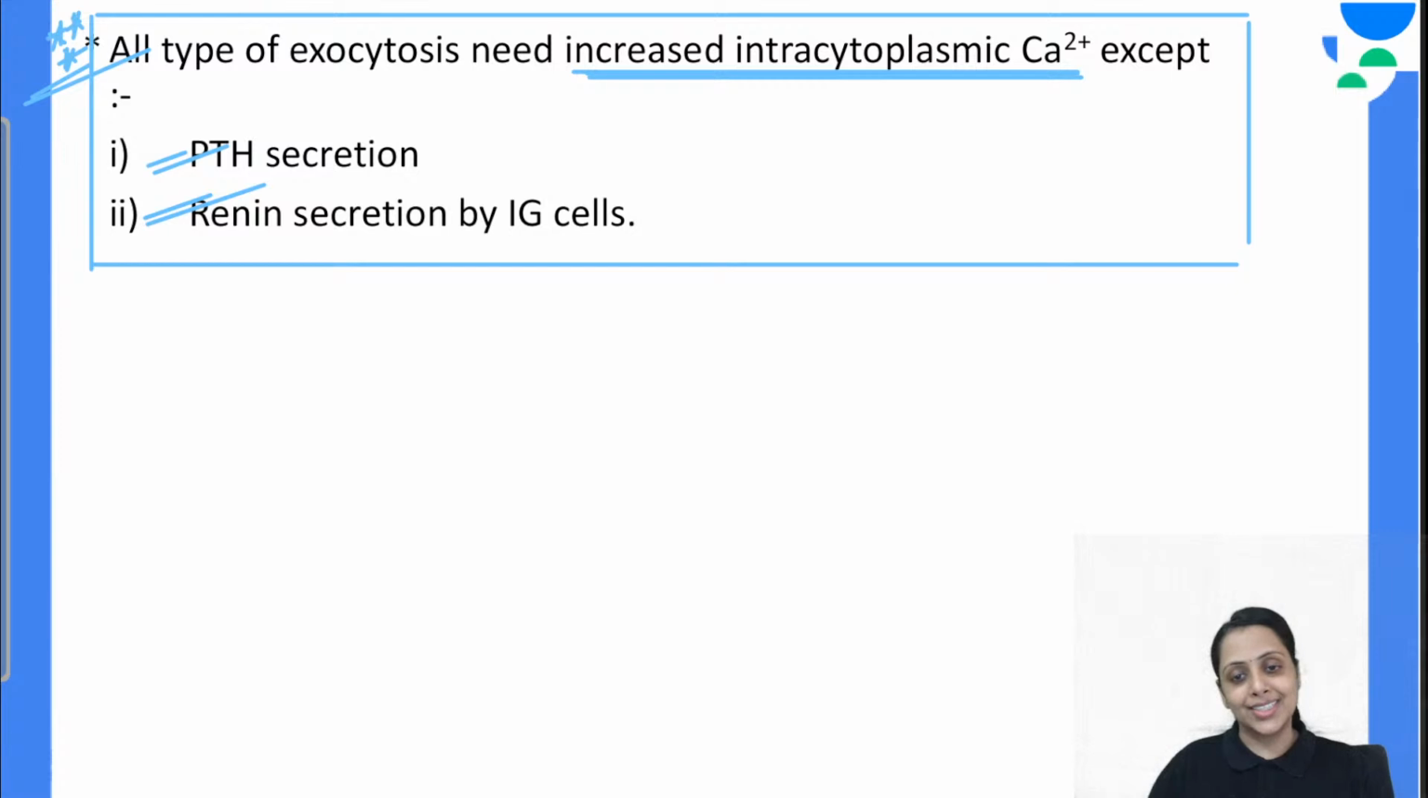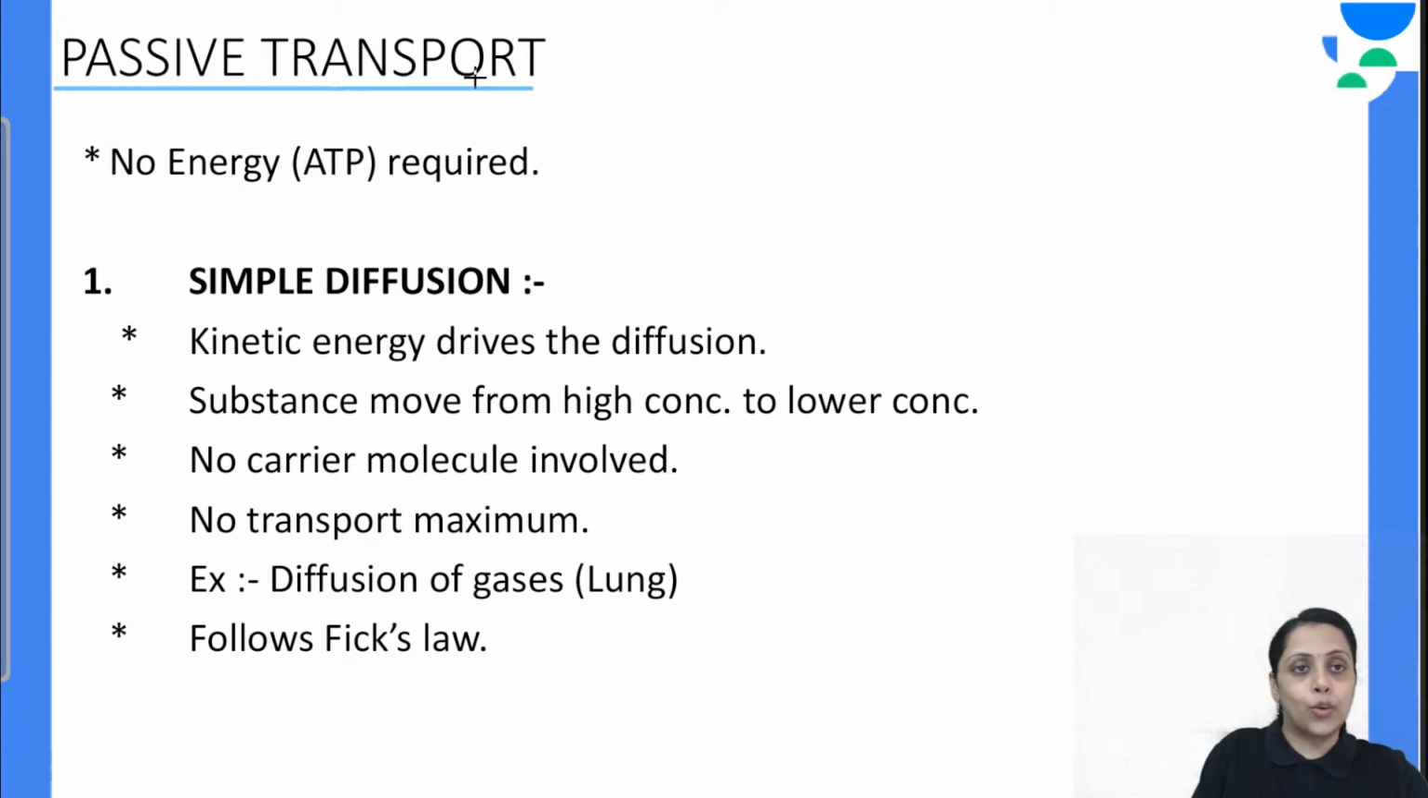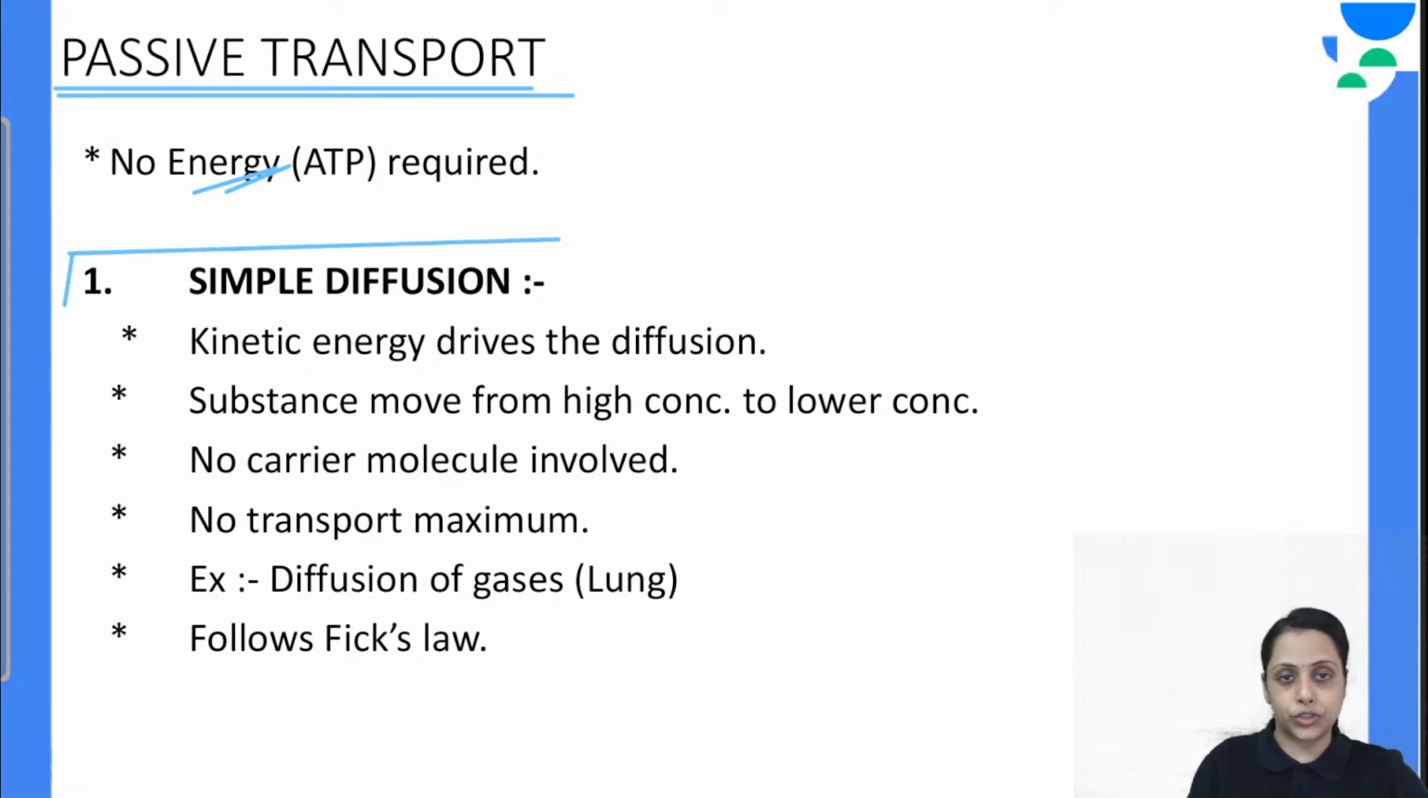Moving further, now coming to the details of our membrane transport, that is, transport through the membrane. First coming to passive transport, which doesn't require any energy. Here no ATP is required, and the first type is simple diffusion.